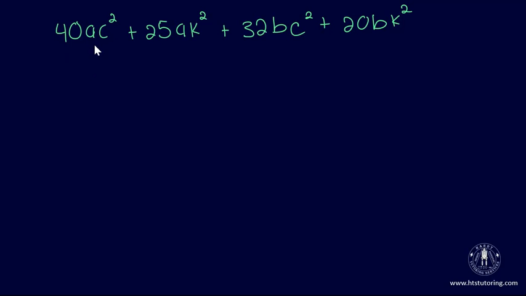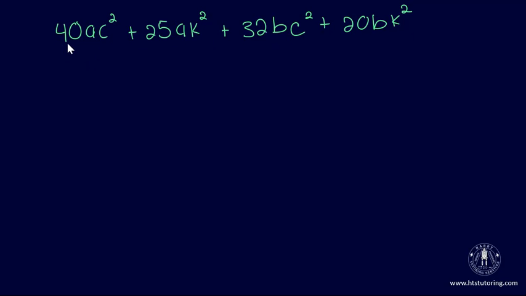Our directions are to factor this polynomial. So I'm going to look at it and say, okay, 40ac squared plus 25ak squared plus 32bc squared plus 20bk squared. That's a mouthful and pretty hard to say. But we're going to see, always start with, is there a greatest common factor?